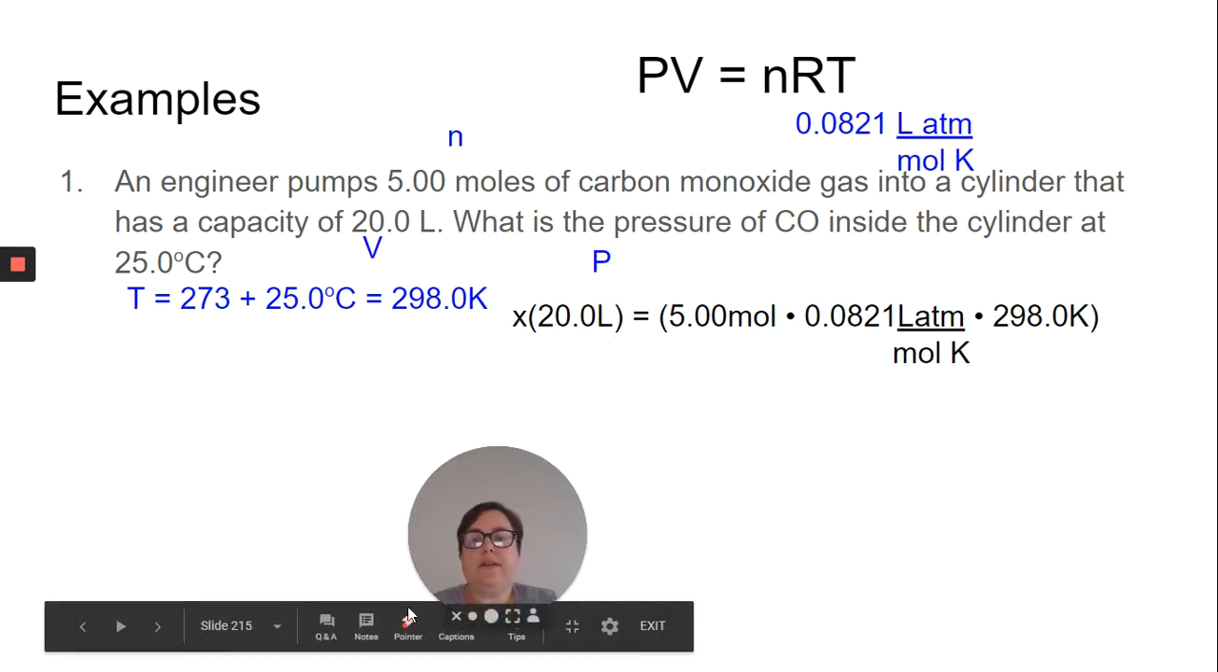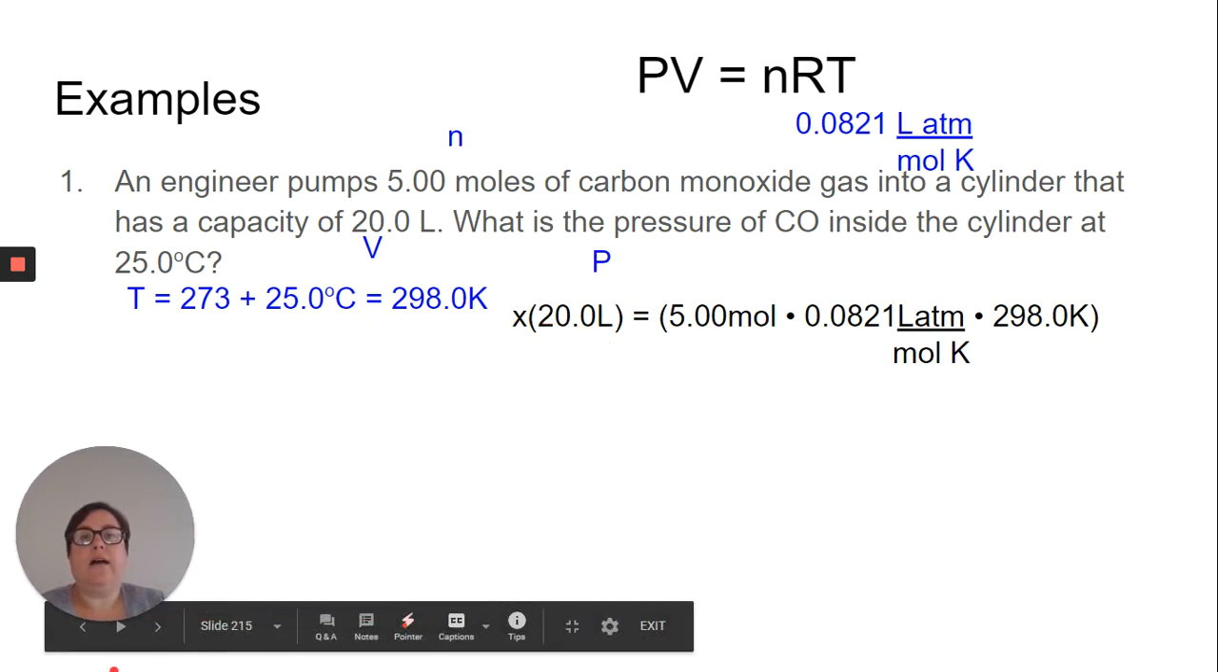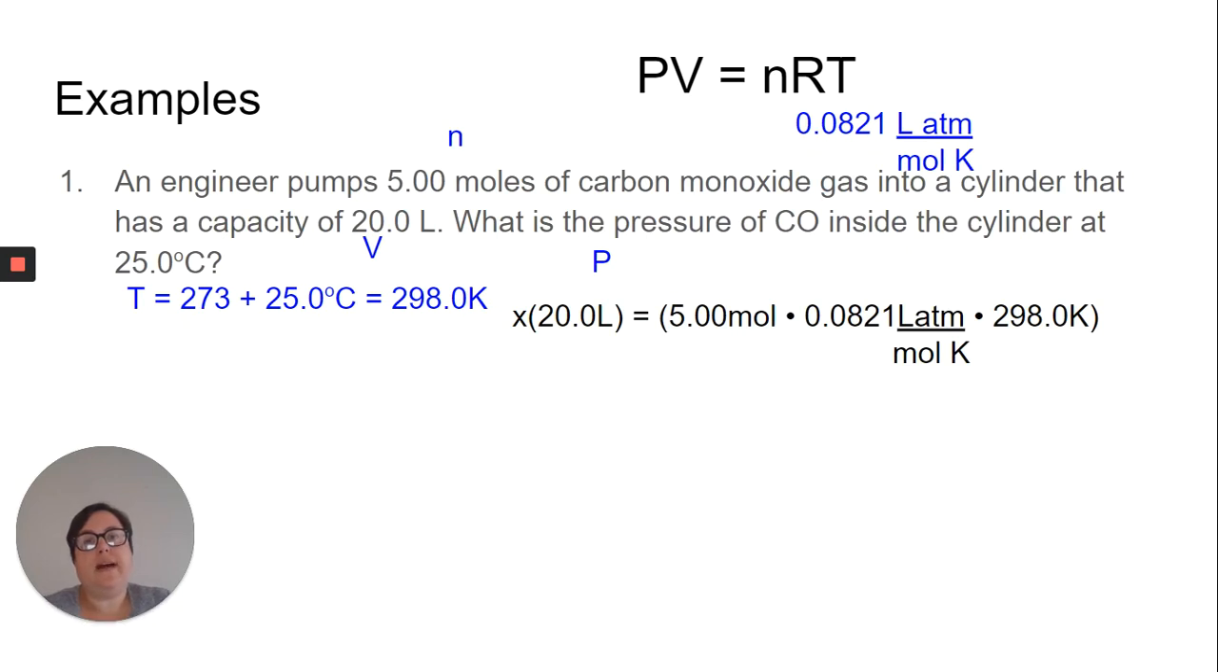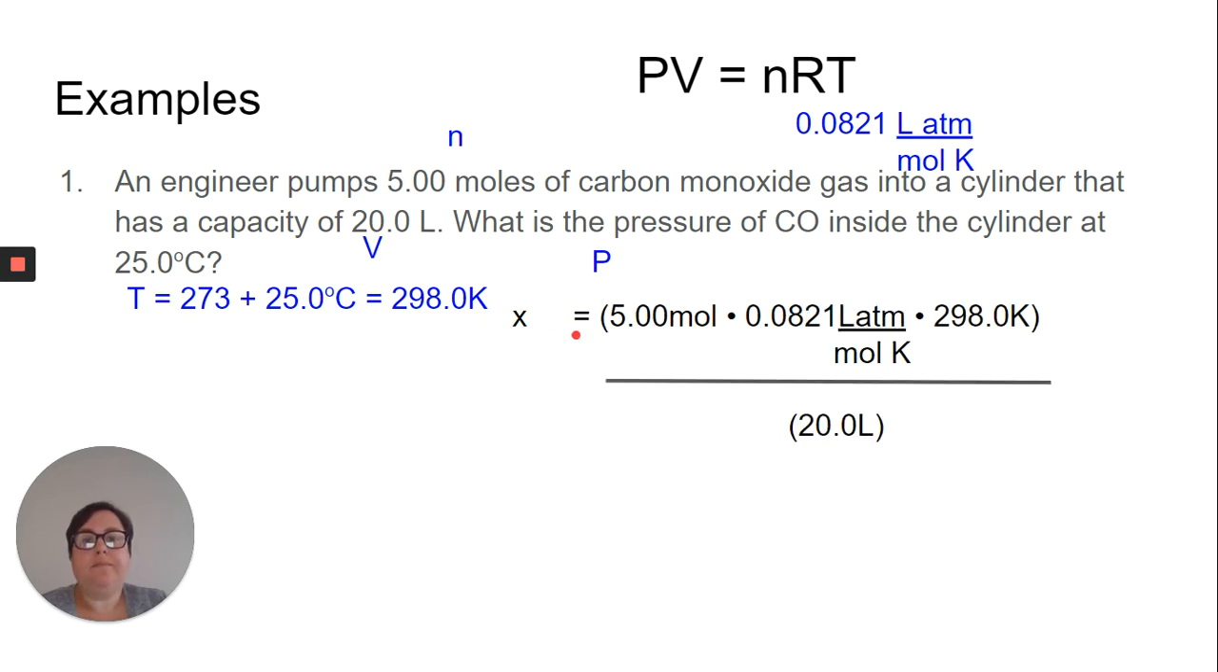Now, something that I noticed in our combined gas law work that you guys turned in is you could set this problem up and then you didn't know how to solve for X. So remember that the one that you're looking for has to be by itself. So here I have X on this side, I need it to be by itself. So I'm going to divide both sides by my volume to get X by itself.